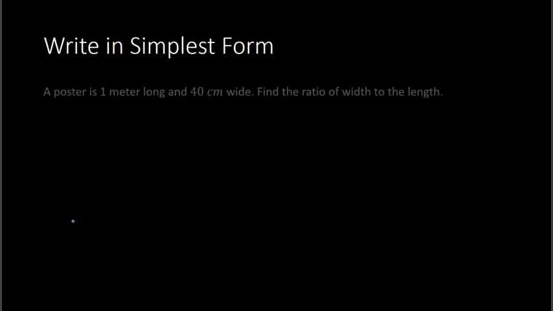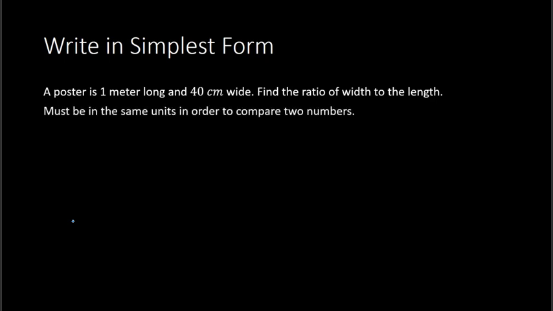Here is another example. You have a poster that is 1 meter long and 40 centimeters wide. Find the ratio of width to the length. So in order to compare, to have the ratio, the units must be the same. So we have centimeters and meters. It will be probably easier to convert meters into centimeters, because 1 meter equals 100 centimeters. So the length is 100 centimeters and the width is 40 centimeters.